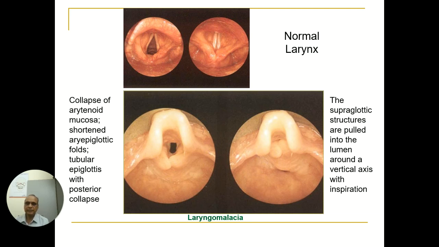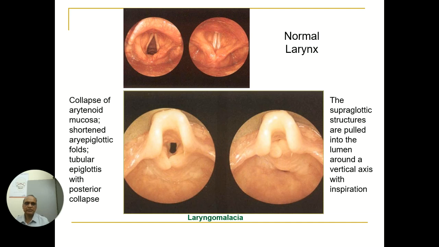It will lead to the appearance of a tubular epiglottis with posterior collapse. And the supraglottic structures are pulled into the lumen around the vertical axis with inspiration. Because of the weak cartilages, the child usually gets comfortable when the child sleeps in a prone position. So that is one of the counseling techniques we inform the mother, whereby the child will improve without much problem. We will put the child on calcium and vitamin D preparations along with the counseling. As the child grows, the condition improves.